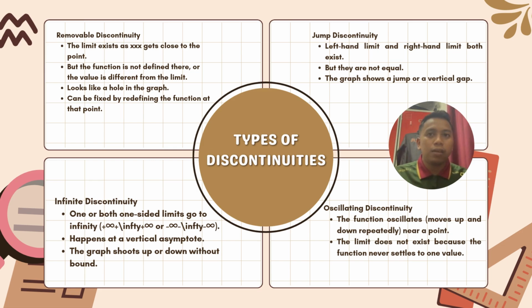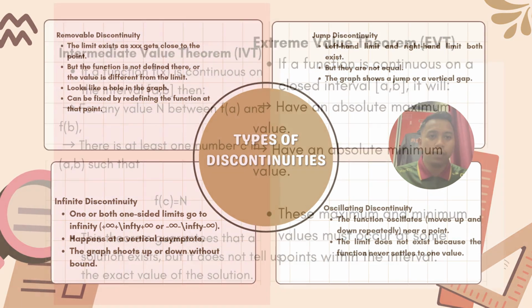And lastly, oscillating discontinuity. The function oscillates wildly as it approaches a point, meaning the limit does not exist at all because the function values do not approach any single value.